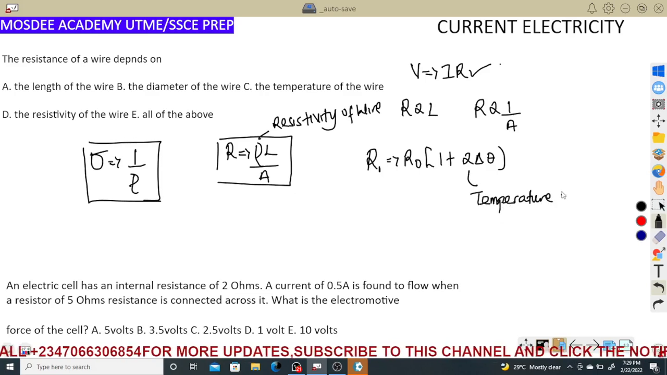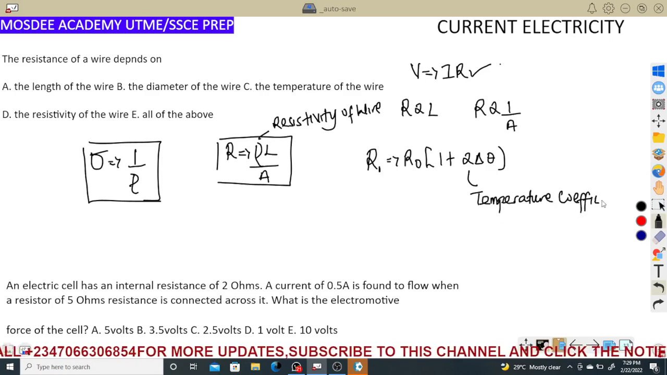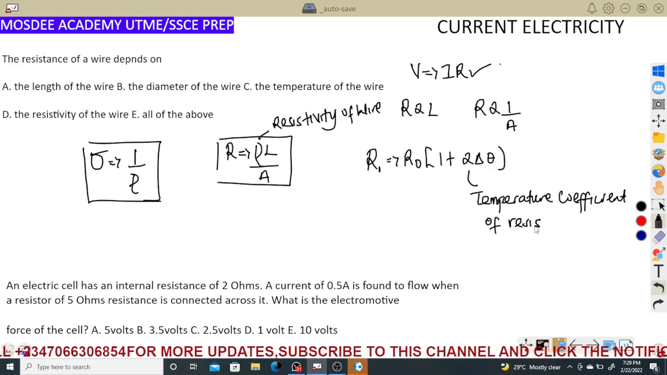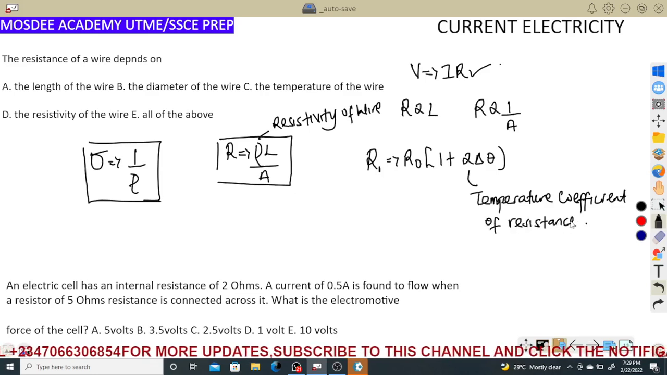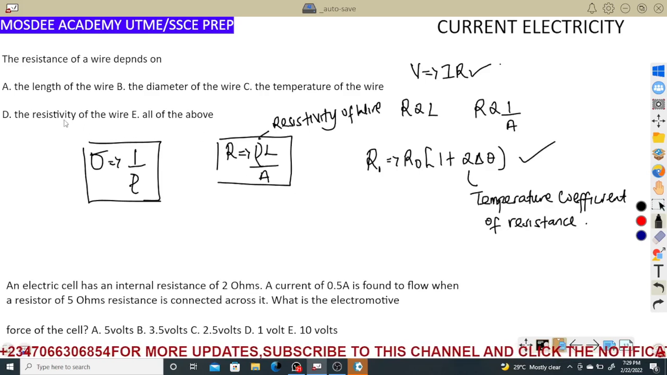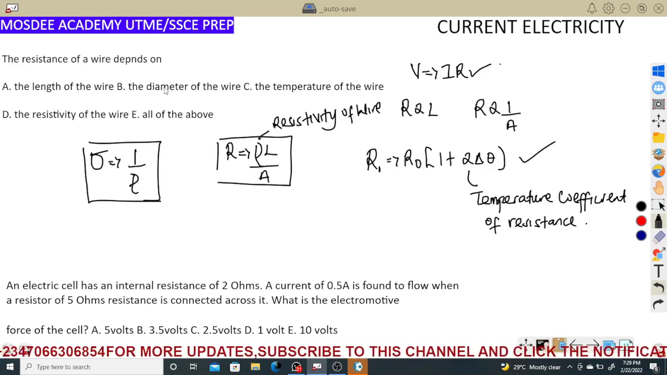Temperature coefficient of resistance. A short concept, which you need. That's why we call this one quick revision. After you've been to that class, this is where you do quick revision. So these are factors that affect the resistance of a wire: length of wire, diameter of wire.